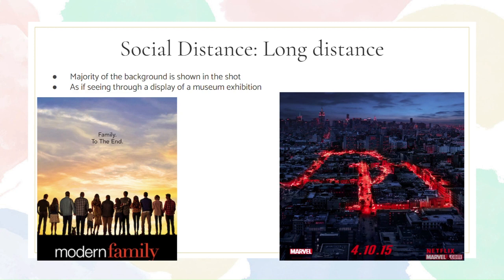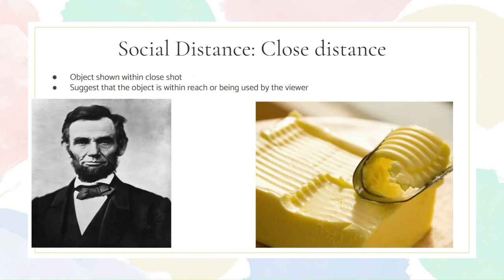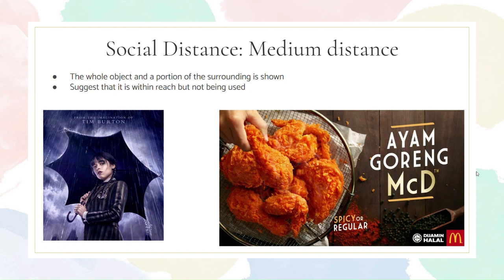Alright, so just a little recap. We have three main distances when it comes to the social distance. We have the close distance, where it's within close shot, and the object looks like it is within reach or maybe being used by the viewers. And then we have the medium distance, where it's a little bit further, and it suggests that it is within reach but not exactly used by the viewers themselves.